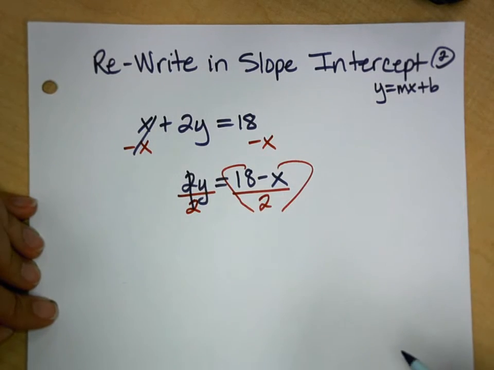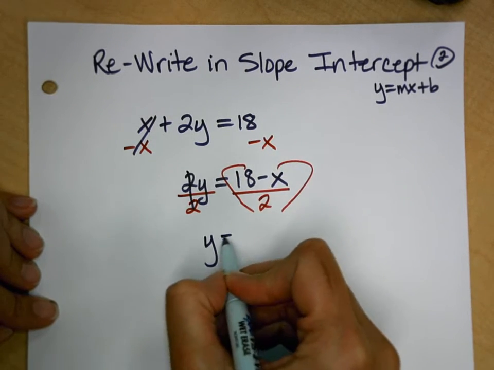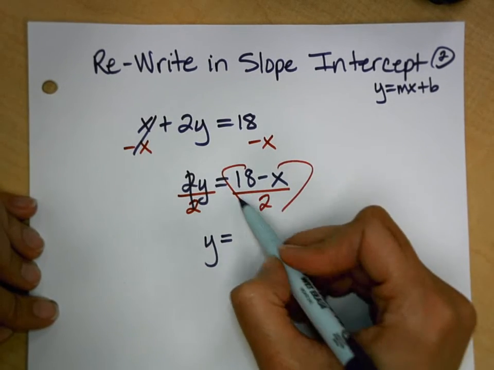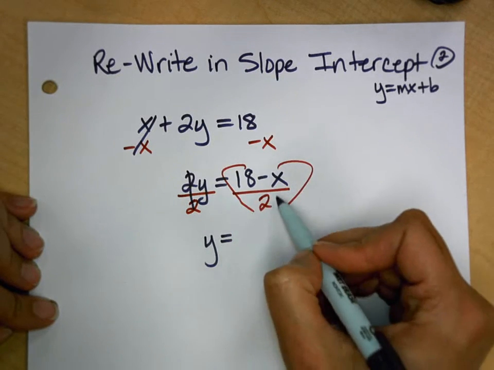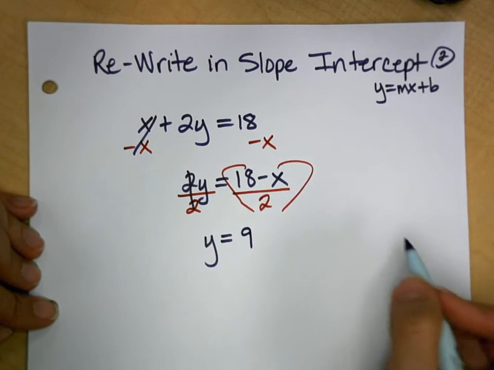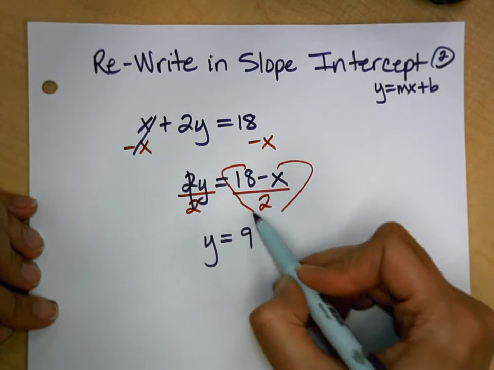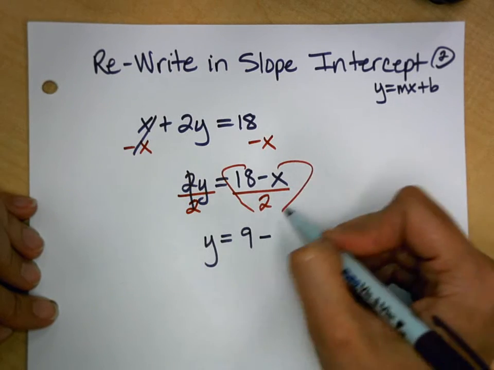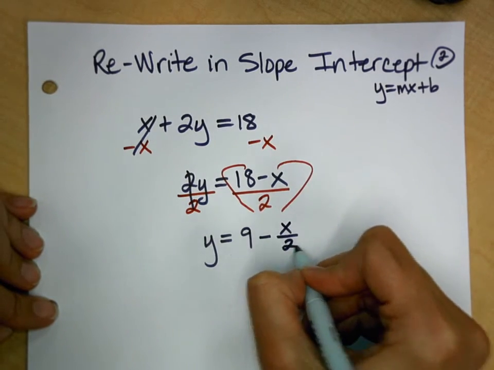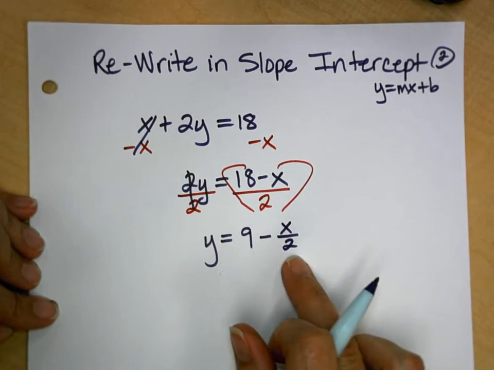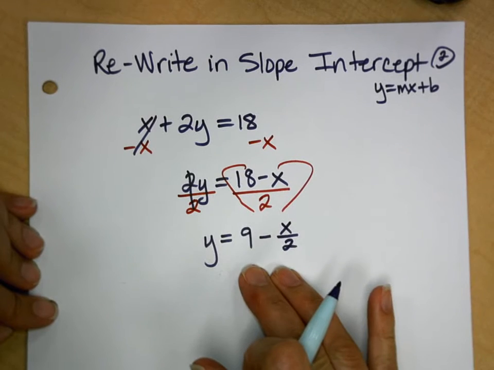2 divided by 2 is 1, and I have a 1y equals, and now this division problem is 18 divided by 2, which is 9. This division problem is minus, and then I just have x over 2. Okay, we're very close. Still looks a little weird, but we're much closer.